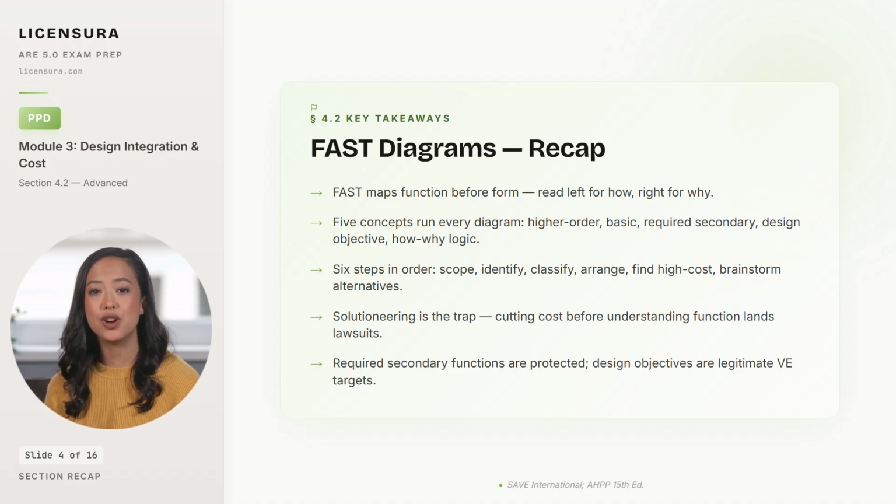6 steps run in strict order: define scope, identify functions using verb-noun pairs, classify each one before pricing, arrange them in how-why chains, identify the highest cost functions, and brainstorm alternatives. And skipping any step produces a sloppy diagram that misleads rather than clarifies. The single most expensive trap is solutioneering, jumping to a cheaper alternative before understanding the function it must perform. And that trap is exactly what FAST exists to prevent.